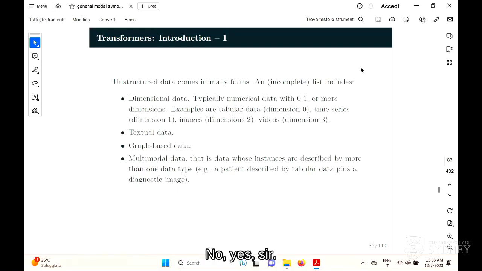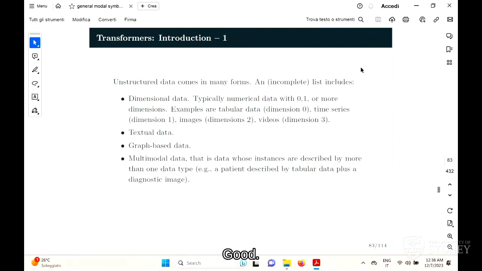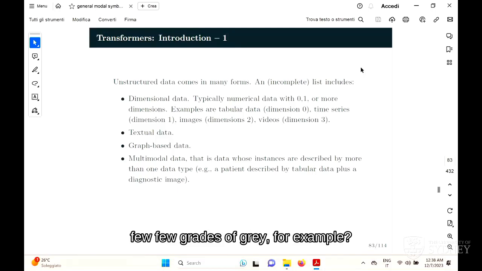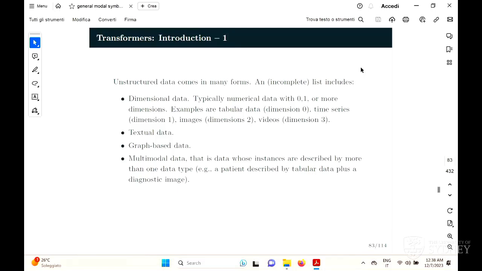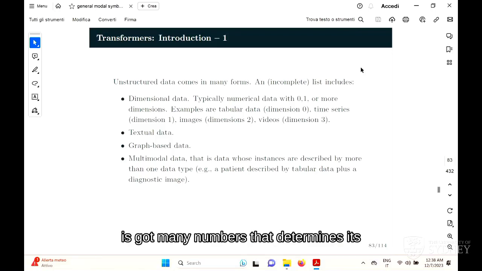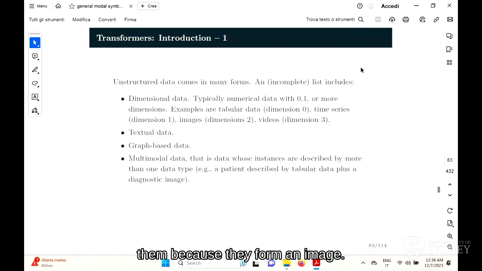Yes, the cell boundaries for like cancer growth. Good. Those are images. Are they multispectral images, or do you get only a few grades of gray, for example? No, because they're from biopsies. All right. So those are images in which every pixel has many numbers that determine its color somehow, and then you got a spatial distribution of them because they form an image. Yeah. All right. Experience with learning before?